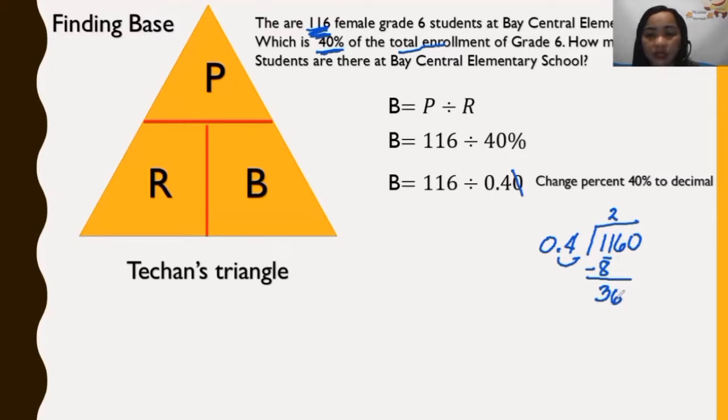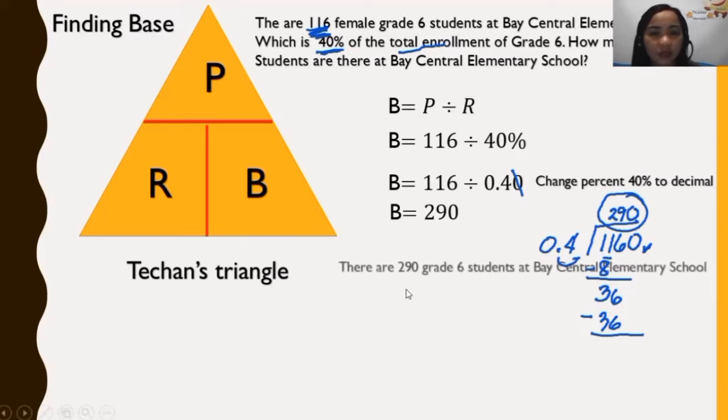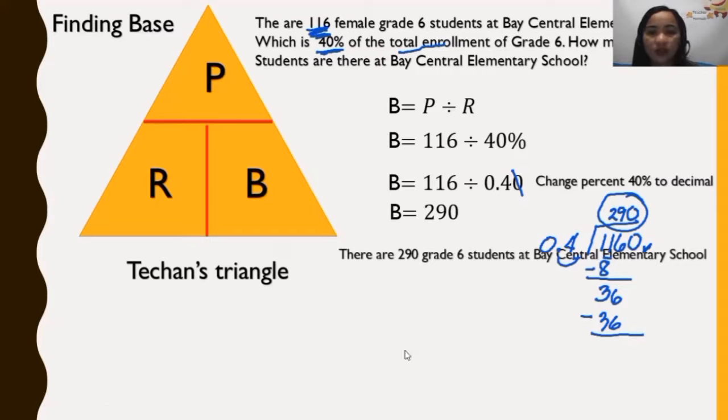Bring down 6. We have 36 divided by 4 is 9. 9 times 4 is 36. Subtract is 0. May 0 ka pa dito na isa. Pwede mo nang itaas yan. So the answer is 290. So here, ang kabuuang bilang ng bata is 290. Therefore, there are 290 grade 6 students at Bay Central Elementary School. So ito yung kabuuang bilang ng Bay Central Elementary School grade 6 students.